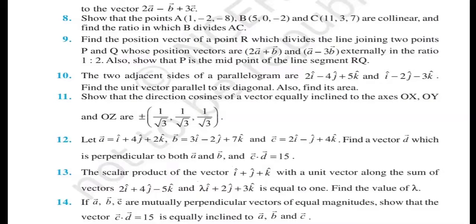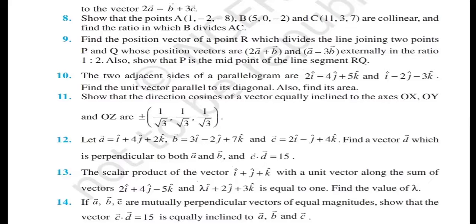Okay, so let's start with question number 13. In question number 13, they said the scalar product of i+j+k with the unit vector along the sum of the vectors (2, 4, -5) and (λ, 2, 3) is equal to 1. Answer: yes.